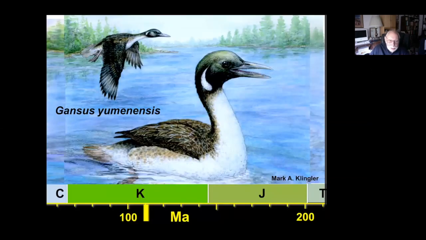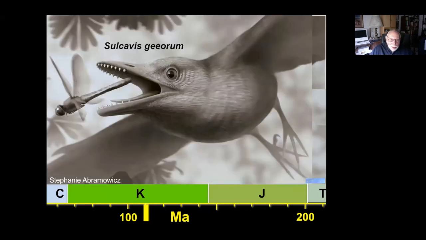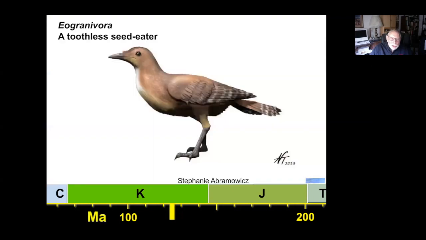Some of them were very much like ducks with teeth. And there were quite a few of them that actually had teeth, fed on insects or were predators. But then there were toothless birds as well, like the birds of today, that were seed eaters. They actually found a crop in this particular fossil.